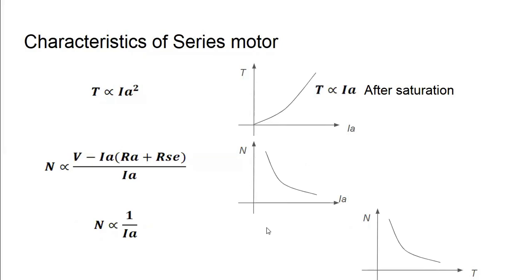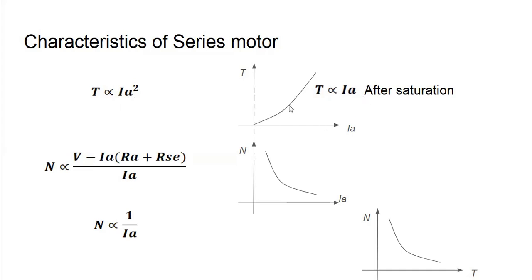So next, we are going to see the characteristics for series motor. Now, for series motor, to draw the torque versus Ia characteristics, again we are going to take the same relation. Torque is directly proportional to phi Ia, and we know that for series motor, field current and armature current are the same. So phi is directly proportional to Ia. Therefore, torque equation can be written as torque is directly proportional to Ia square, and this will be the case till saturation. After saturation, even though the armature current is increasing, the flux will not increase. Flux will become constant. So after saturation, torque will be directly proportional to Ia.